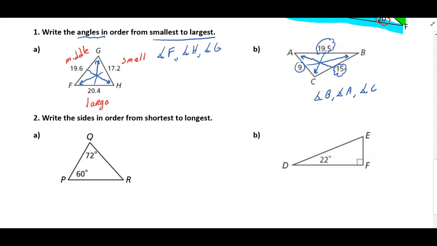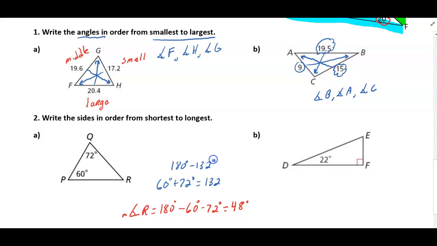Okay, in problem number 2, we need to find the missing angle R. So to find the measure of angle R, I would do 180 minus 60 minus 72. That'd be the first step because the angles in a triangle add up to 180. And when you do that, you get 48 degrees. Some of my students do it that way. Other students do 60 plus 72 to get 132, and then they do 180 minus 132 to get the answer of 48. So some people do it the red way, some people do it the blue way. Either way, angle R is 48 degrees.